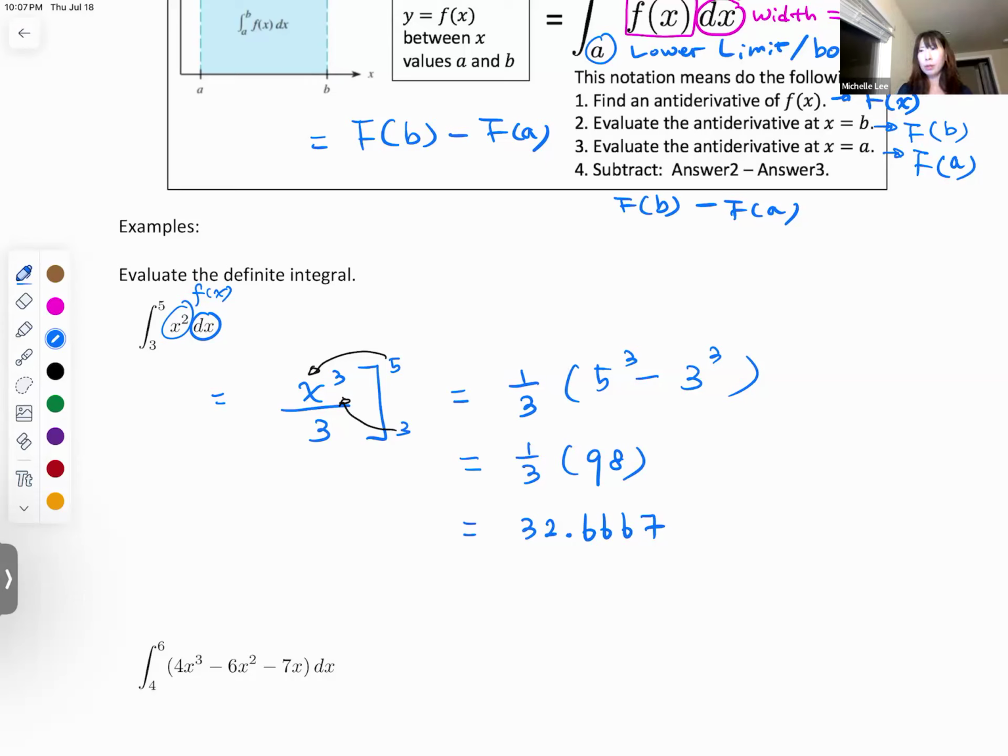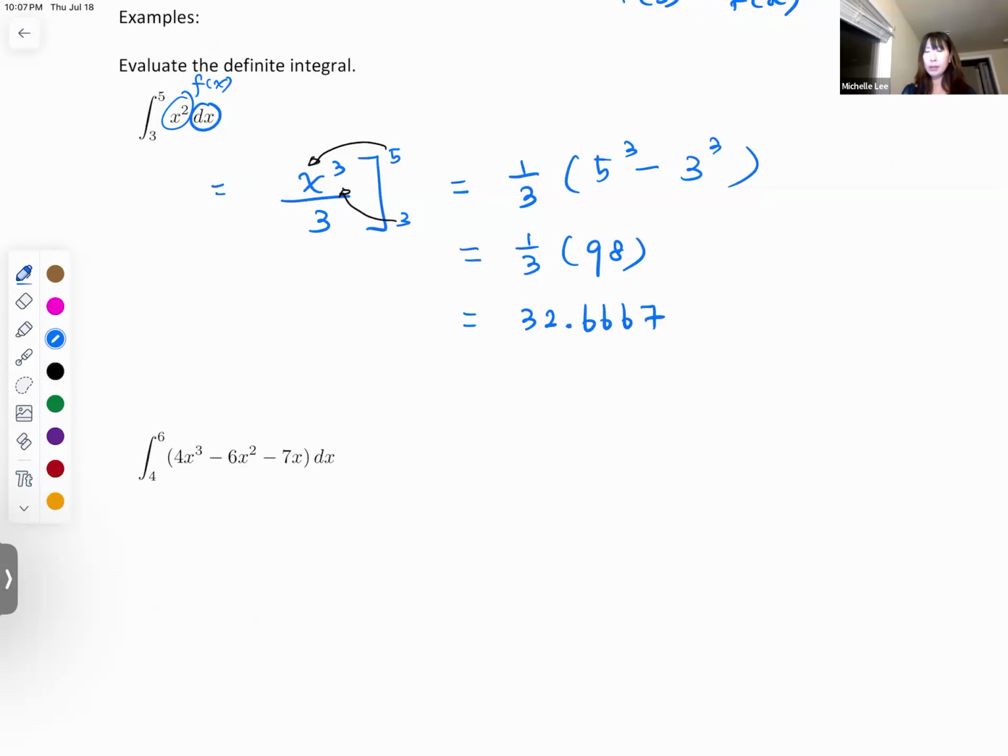All right, second one. We have 3 terms. How do you do it? We split term by term. So there will be the integral from 4 to 6 of x to the third power dx, minus the integral from 4 to 6 of 6x squared dx, minus the integral from 4 to 6 of 7x dx, right?